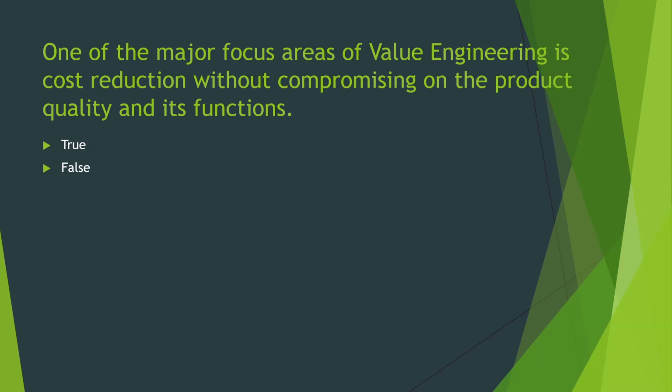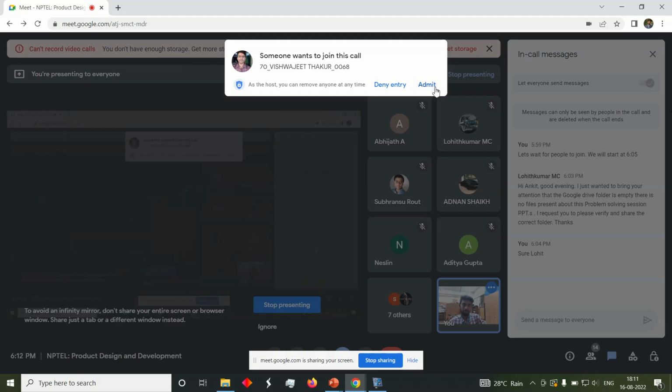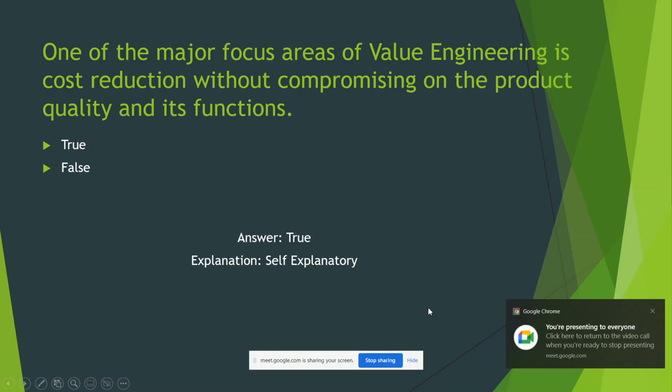So let's come on to the second question, which is: one of the major focus areas of value engineering is cost reduction without compromising on the product quality and its functions. Yes, so it is true. It is quite self-explanatory. We would like our process to reduce the overall cost that we have, without compromising the quality and the utility it is able to provide us.